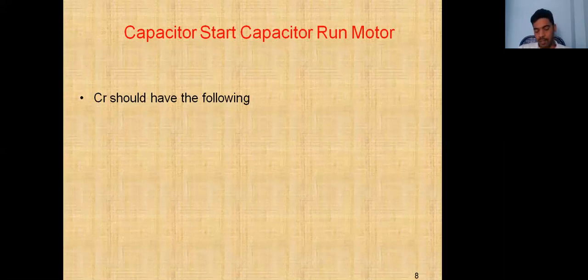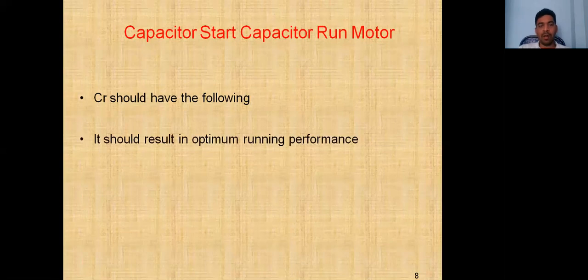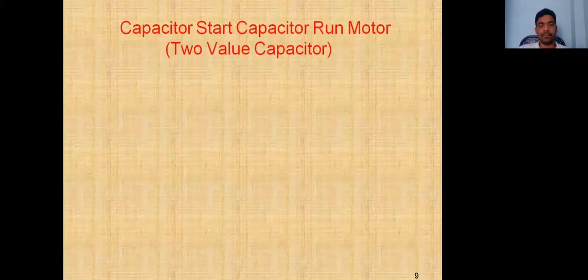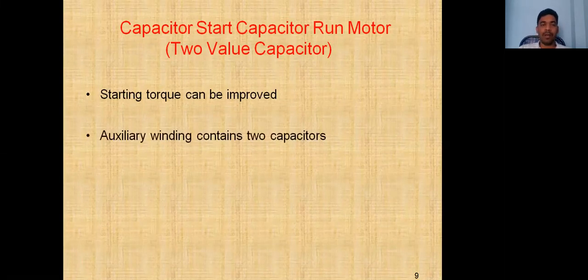The running capacitor should result in optimum running performance. It should be of continuous rating. The starting capacitor should be of short duty rating. In the capacitor start capacitor run motor, starting torque can be improved. The auxiliary winding contains two capacitors, one for starting and the other for running.